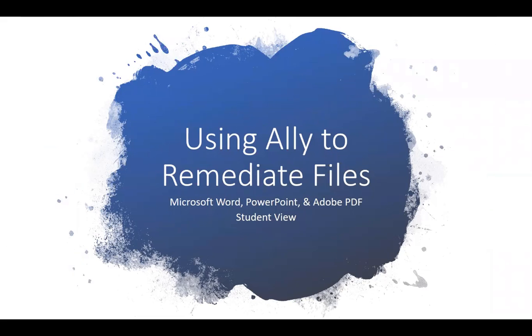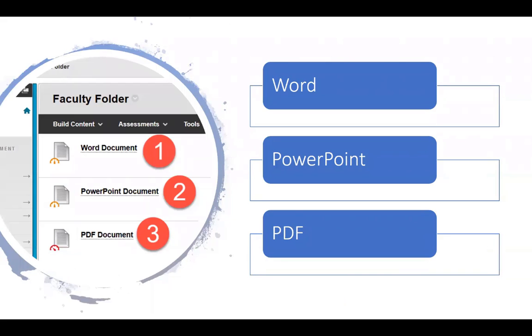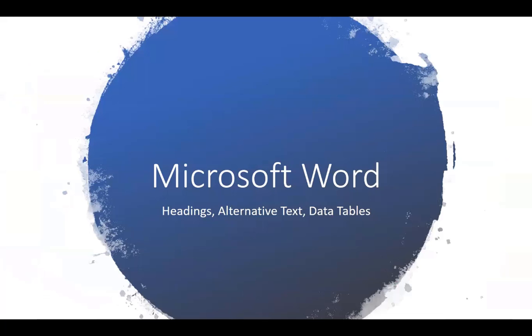So now we're going to start looking at Ally in the system and how you remediate some of the files. We are going to look at three of the most common file types that are added into WTClass: Word documents, PowerPoint documents, and PDF documents. I'm going to go over the most common issues that are found with them as well. We're not going to be able to cover every possible scenario, but the idea is that you understand the concept of how Ally works, as well as some of the main issues that are found with documents and how to fix them. So we are going to start with Microsoft Word.